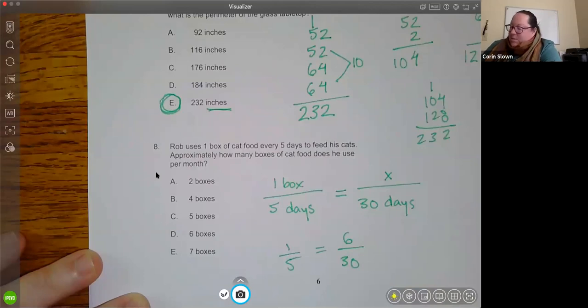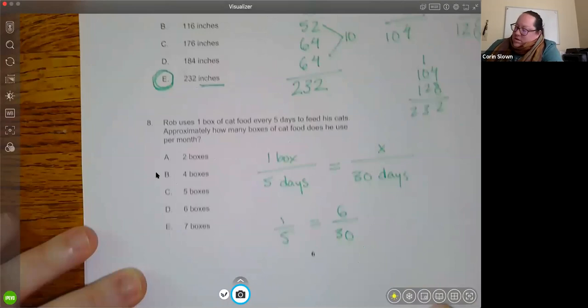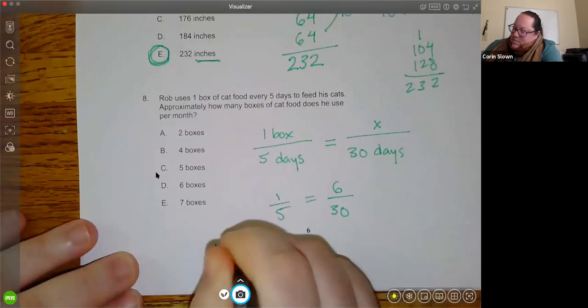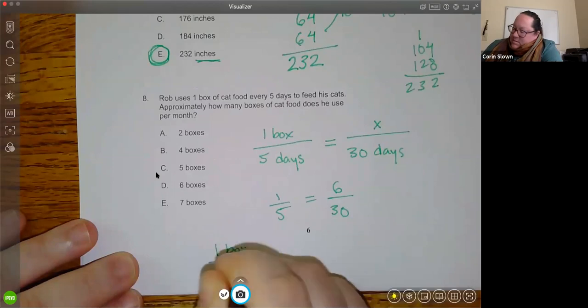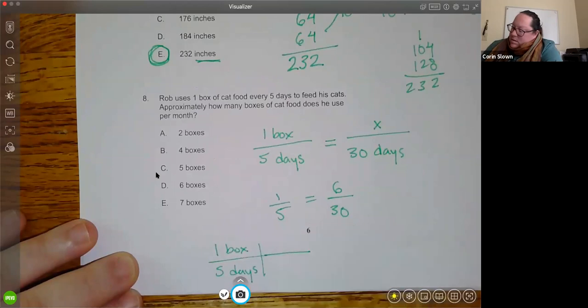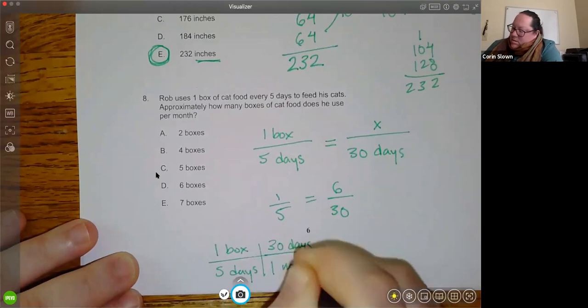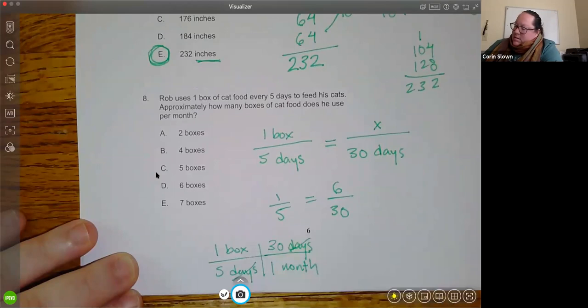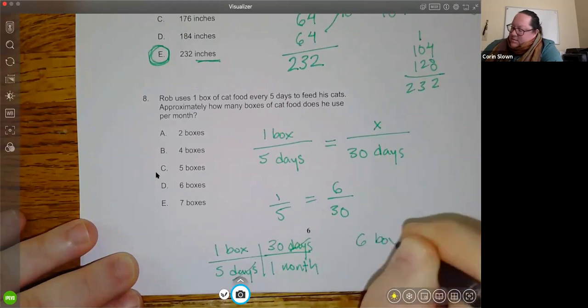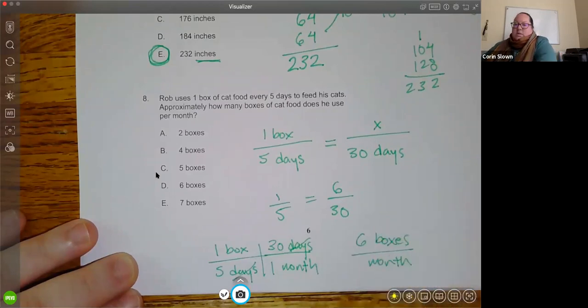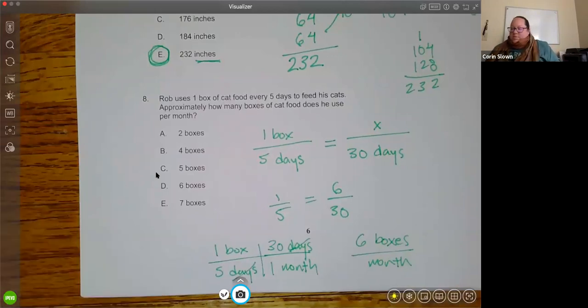Another way that I could solve that problem is something they call unit conversion. So I could say 1 box per 5 days. And I could say, all right, there are 30 days in 1 month. My days cancel. 30 divided by 5, so I have 6 boxes per month. That's another way that I can solve that problem. Both are equally reasonable approaches, but I think it's really going to be up to you to determine which one is the most helpful or efficient for you.